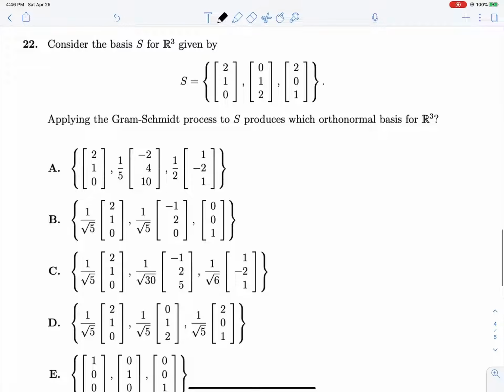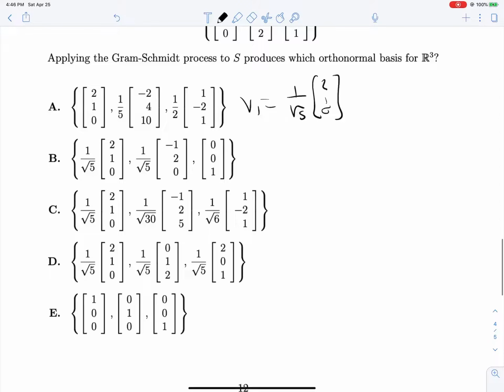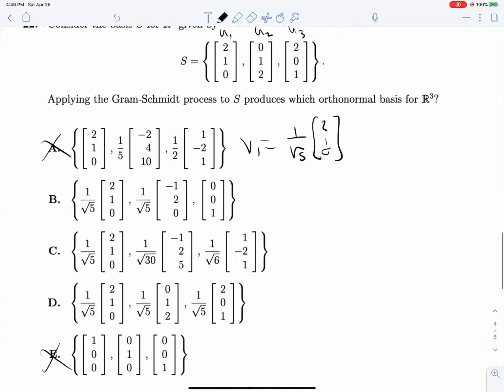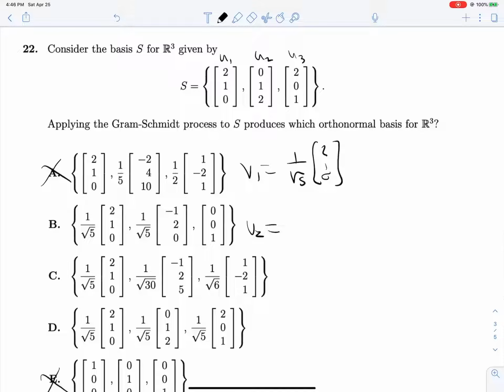Okay, 22, let's consider the basis for R3 given here. Let's apply the Gram-Schmidt process. So v1 is just the normalized version of u1, u2, u3. So the normalized version of u1, that's 1 over root 5 times 2, 1, 0. So we can get rid of A, and we can get rid of E. Great. Now v2 will be, and I like to circle those.